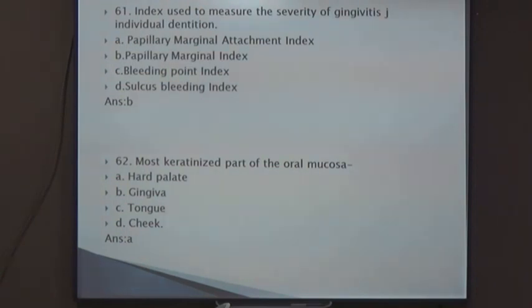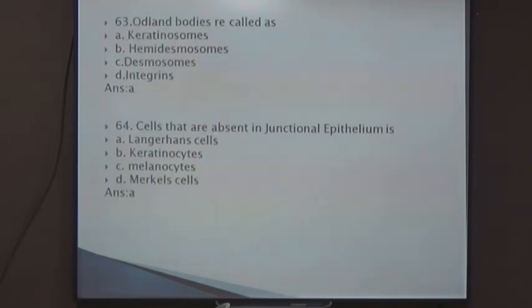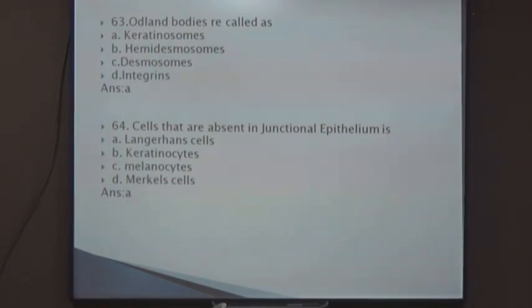Most keratinous part of the oral mucosa, hard palate. Odland bodies are called keratinosomes. Cells that are absent in junctional epithelium: Langerhans cells. Langerhans cell is otherwise known as a clear cell, one of the clear cells. So in the junctional epithelium, Langerhans cells won't be there.